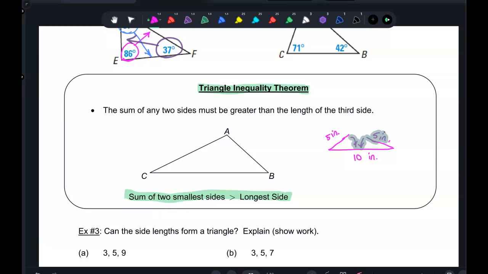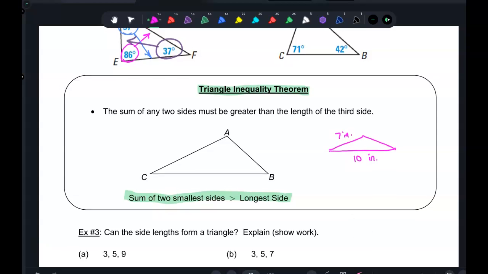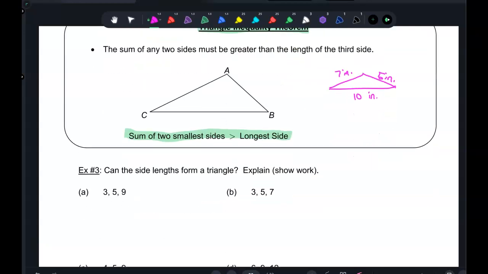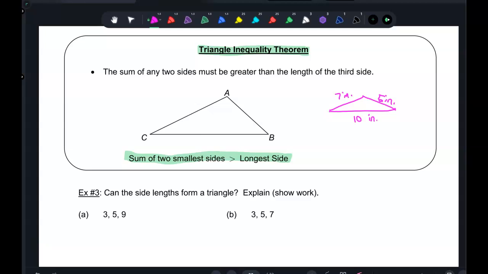For example, if I have this, I can make a triangle if it's 7 inches and 5 inches. That works. Can you explain that? The sum of the two smaller sides has to be bigger than the largest side. I was confused. No. So sum means plus, right? We're going to add the two smallest sides, and it always has to be bigger than the longest side.